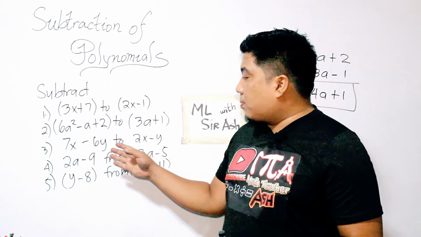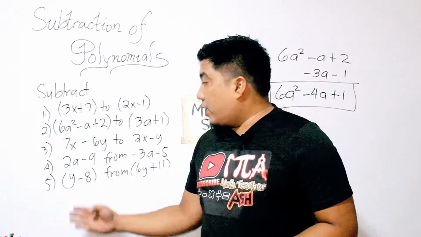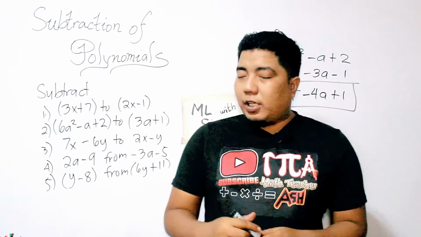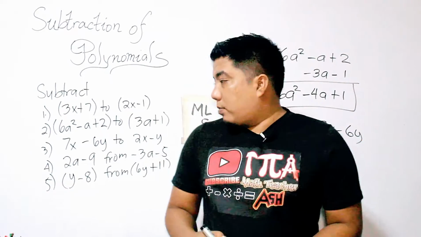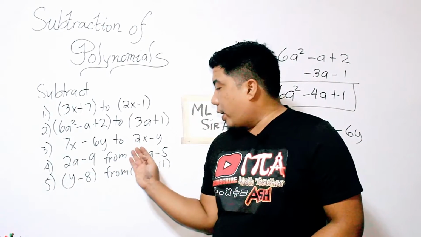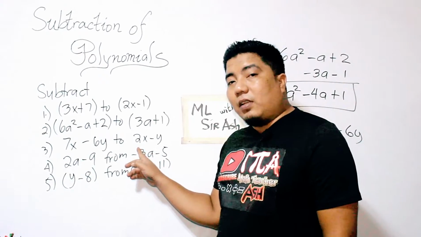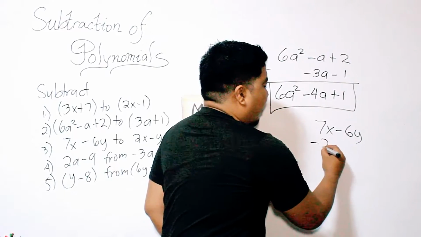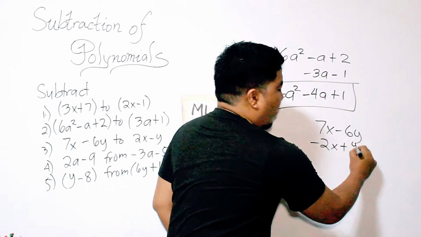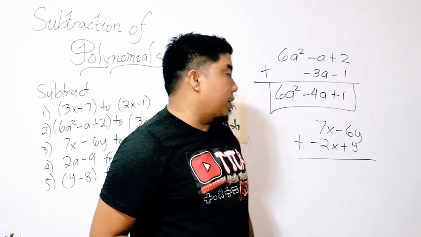We have 7x minus 6y to 2x minus y. So, our minuend is here, 7x minus 6y. We copy that one. And our subtrahend is 2x minus y. We will get the additive inverse. So, this will become negative 2x. This will become positive y. So, that is negative 2x, then positive y. And I will use again the vertical method in this scenario.